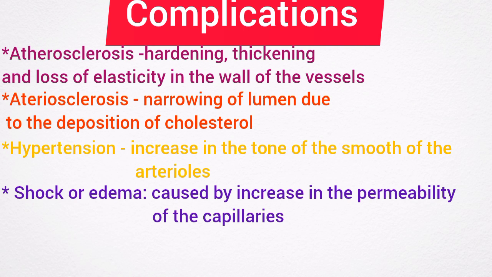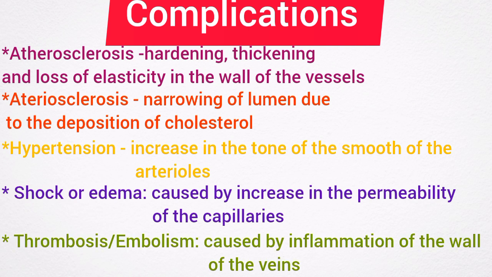For capillaries, the permeability of the capillary membrane may increase, resulting in shock or edema, which is due to the leakage of fluid, proteins, and other substances from the blood. For the veins, inflammation of the wall of the veins leads to the formation of intravascular clots called thrombosis. The clot gets dislodged as a thrombus. The thrombus travels through the blood and causes embolism. The embolism obstructs the blood flow to vital organs such as the brain, the heart, and the lungs, leading to many complications.